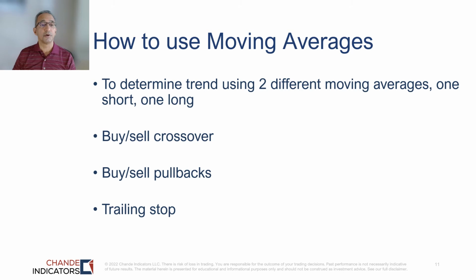So let me show you how you can use moving averages. Usually people use two moving averages, but you can use as many as you want. When you're using two moving averages, you typically use one with a shorter length and one with a longer length, and you can look for buy and sell signals with a crossover. You can look for buying against the longer or the shorter average during pullbacks or rebounds, or you can use them as trailing stops. So let me show you some examples.